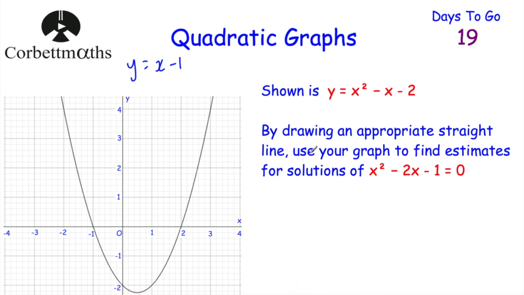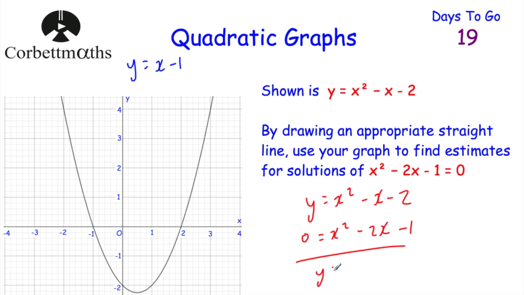So that's why in questions like this you can take your y equals x squared minus x minus 2, and you can take what you're trying to solve, the 0 equals x squared minus 2x minus 1, and you can subtract them from each other to find out the linear that you need to draw. So that would be equal to x minus 1, and that's why we're going to draw the graph of y equals x minus 1, and that'll tell us our two solutions.